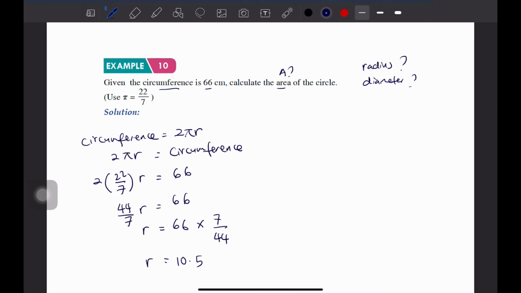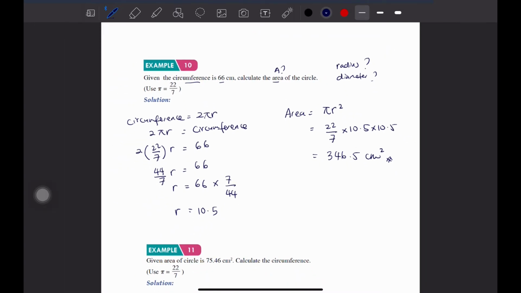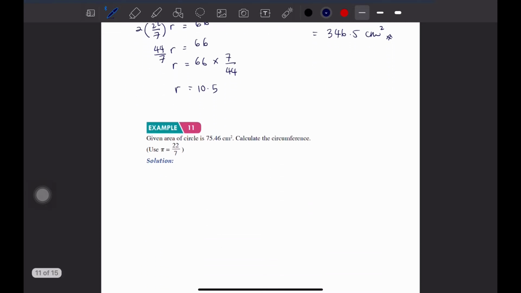So you already have the value of the radius, so you can calculate the area. So area is equals to pi r square. So pi is 22 over 7, r is 10.5. So press your calculator. 22 over 7 times 10.5 square. So you will get 346.5 centimeters square. Okay, if you think that I explained quite fast, you can just rewind this part. Okay, no problem. Okay, next example 11.